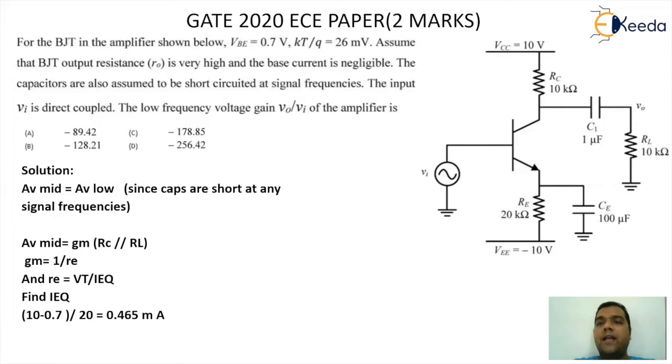So 10K parallel 10K will give me 5 kilo. The value of Gm, we have got it with the help of small re. Small re was calculated using the value of IEQ. Substituting the value, you will get AV as minus of 89.42.